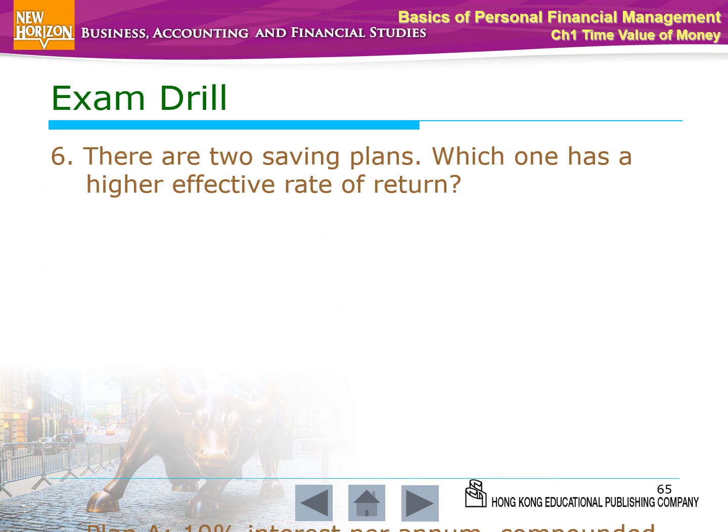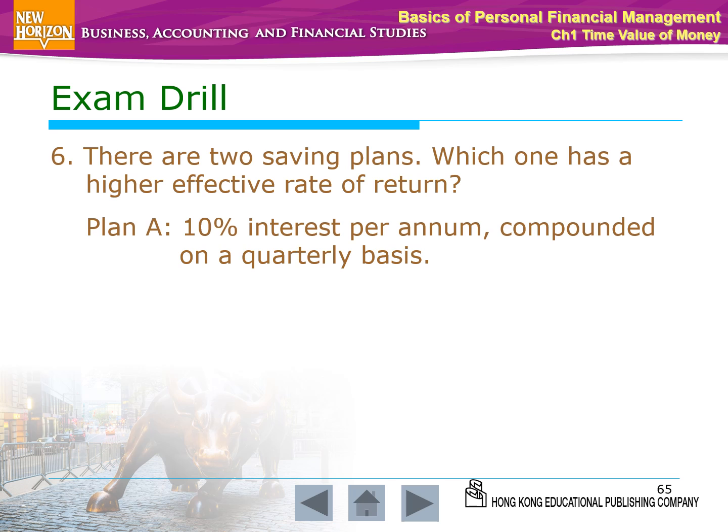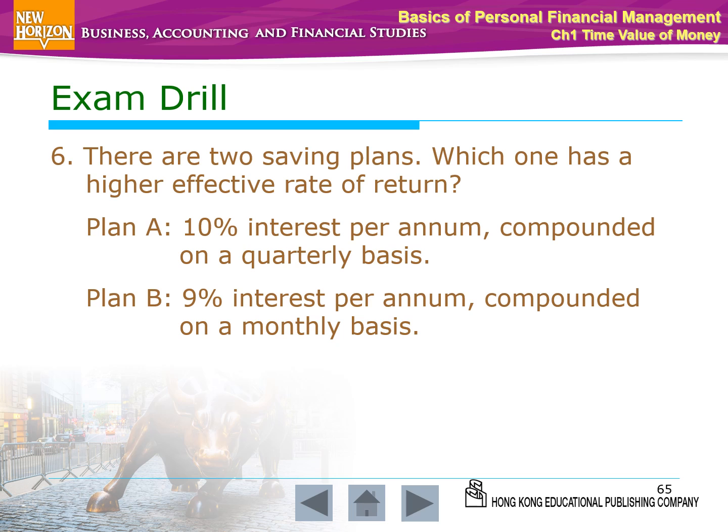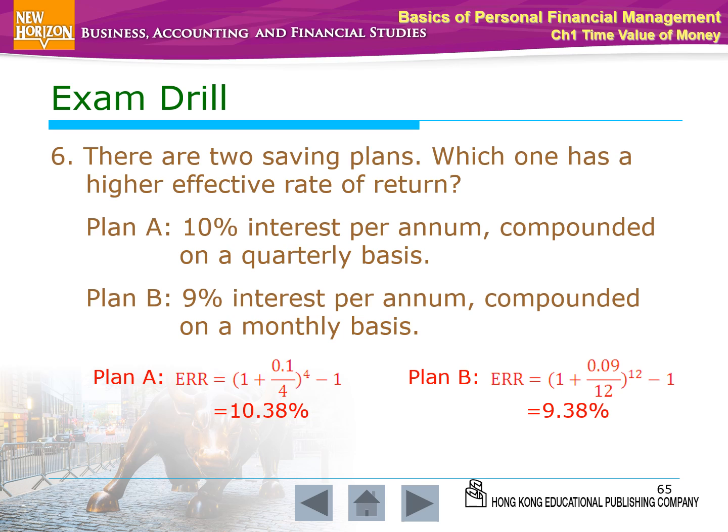Another example, two savings plans, and which one has a higher effective rate of return? Plan A, 10% on a quarterly basis. Plan B, 9% on a monthly basis. Again, plan A, ERR is equal to 10% divided by 4, quarterly means 4, to the power 4, minus 1. For plan B, 9% over 12, monthly means 12, to the power 12, minus 1. The answer is plan A.